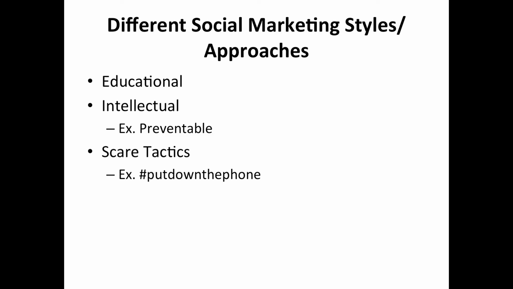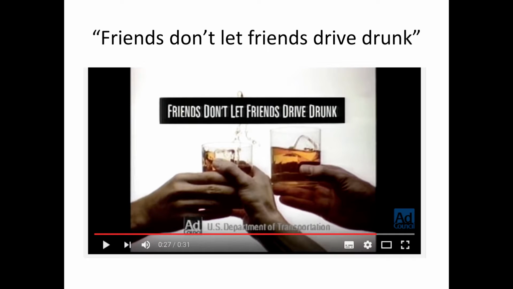Now that we understand the difference between public education and social marketing campaigns, let's look at some of the different strategies and approaches that are used. These include educational campaigns, intellectual campaigns, and scare tactics. Educational social marketing campaigns are primarily information-based. However, they also focus on the exchange process by providing a call to action. One example of an educational social marketing campaign is the Friends Don't Let Friends Drive Drunk campaign by the Ad Council.